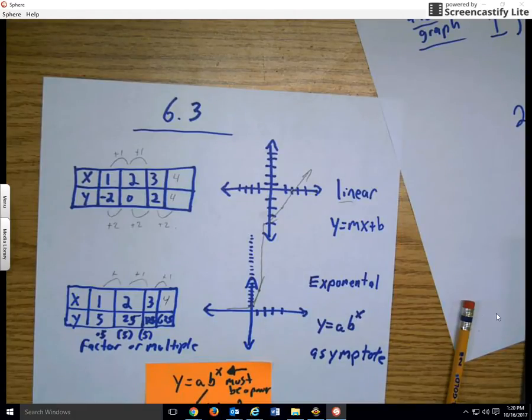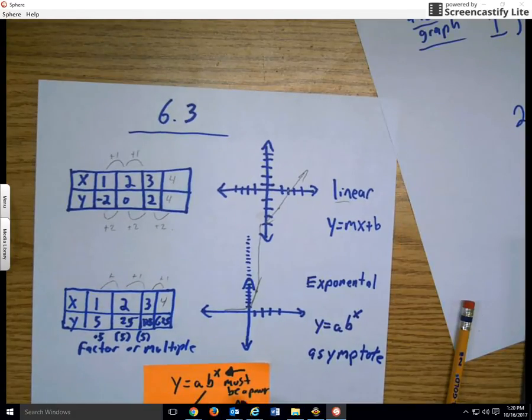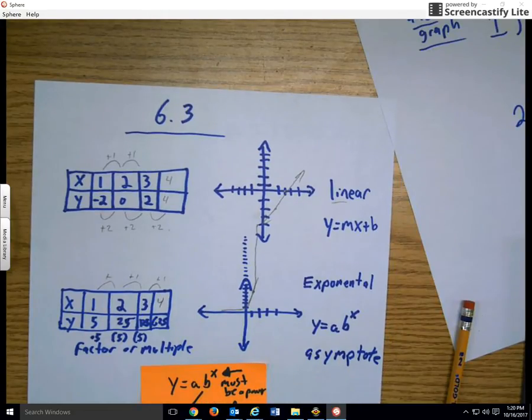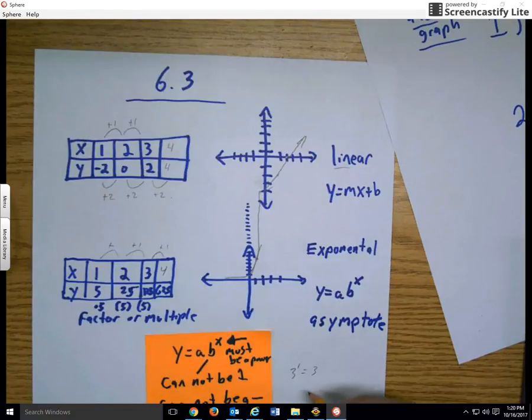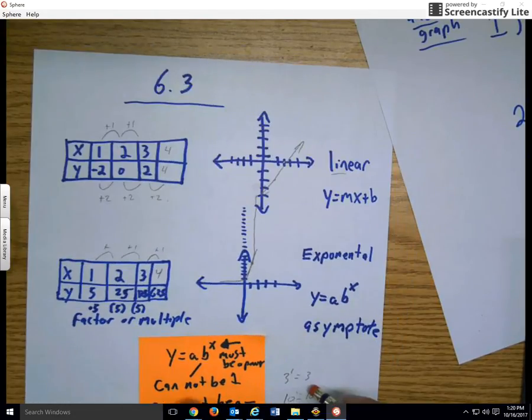The reason it has to be a variable is because if it's a constant, it's not going to allow us to choose the different numbers for the x. The b cannot be a 1. And the reason that's the case is that anything to the 1 power is always itself. I could put a 3 to the 1 power and it would still equal 3, or I could put a 10 to the 1 power and it would equal 10. So you wouldn't see much change.